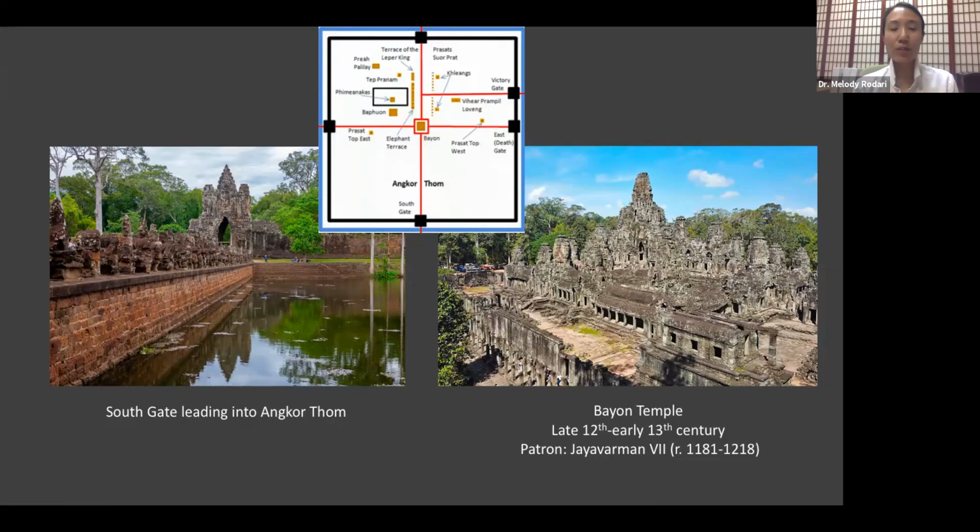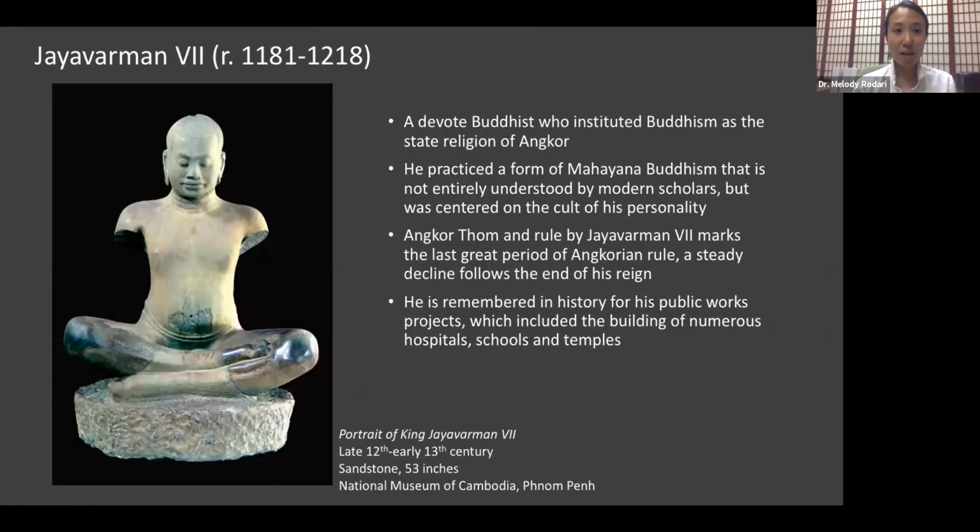The city of Angkor Thom was developed under the patronage of King Jayavarman VII. And here you see a portrait sculpture of King Jayavarman VII himself. Now, Jayavarman ruled from 1181 to 1218. So 1218 marks the year of his death. We believe that he died sometime around his 80s. So that's actually a very long life expectancy during this particular time period in Cambodia.